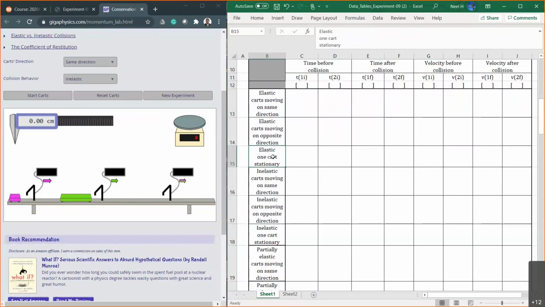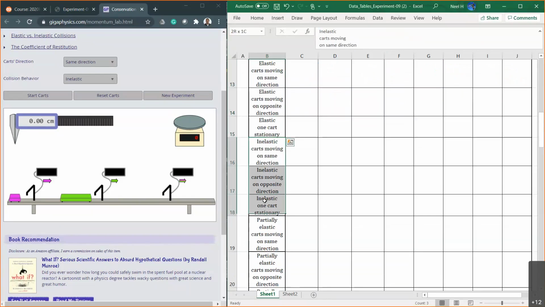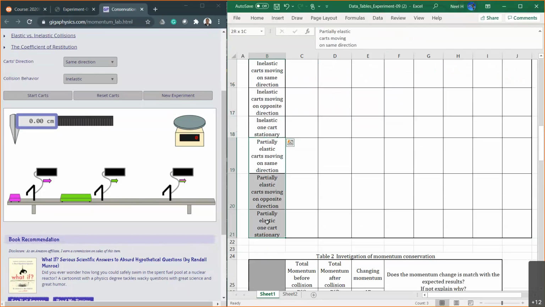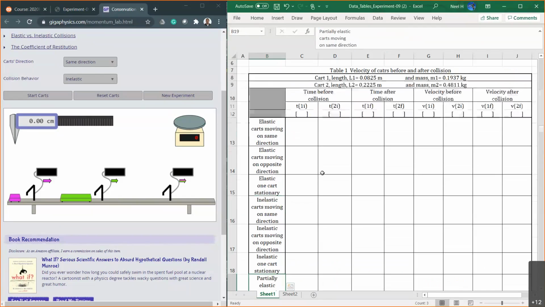Send in the cars in the same direction before the collision, send in the cars in opposite directions before the collision, or keep one car at rest and then send in the other car. That's what this tree means. The same I can do for inelastic, and the same for partially elastic. So we're investigating three different cases for each type of collision, totaling 9 different cases.